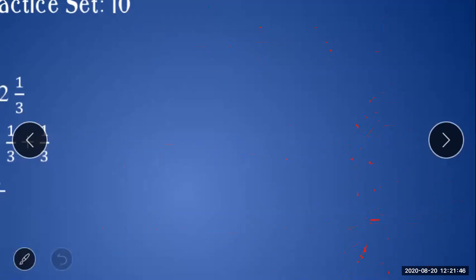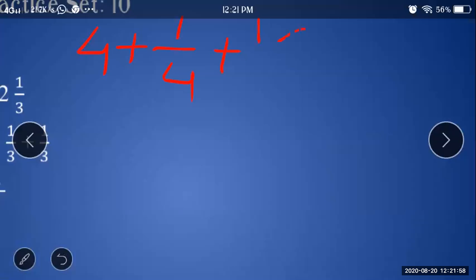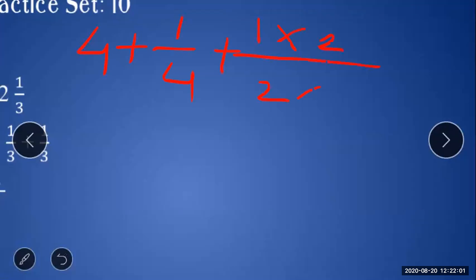Now what you got? You got 4 plus 1 upon 4 plus 1 into 2 and 2 into 2. Now you will simplify this. 4 as it is, plus 1 upon 4 as it is, plus 1 twos are 2 and 2 twos are 4. Now here we got the denominator equal.